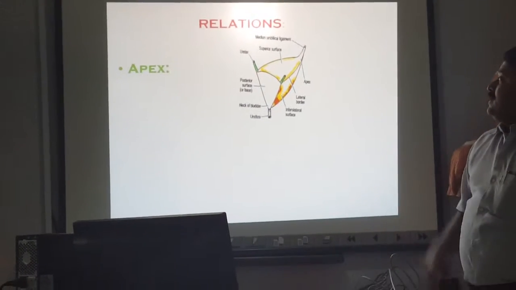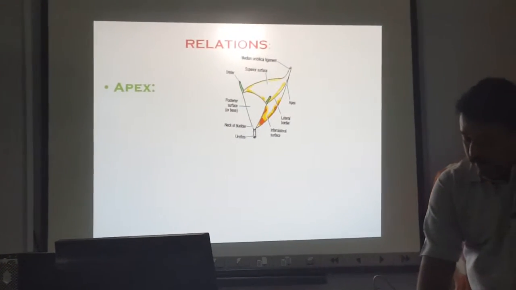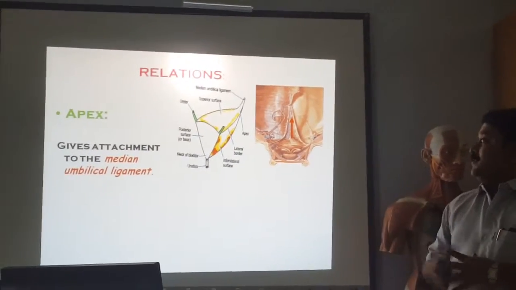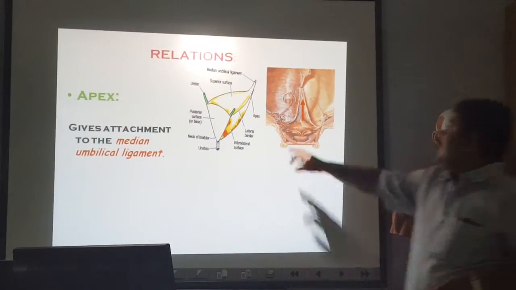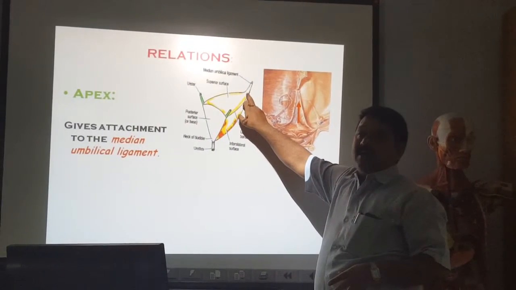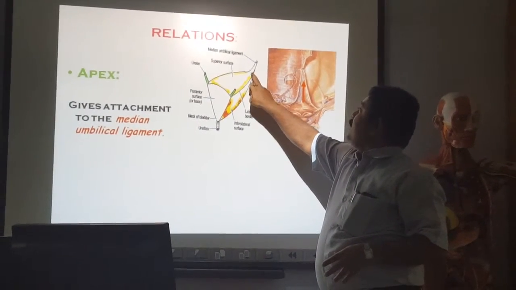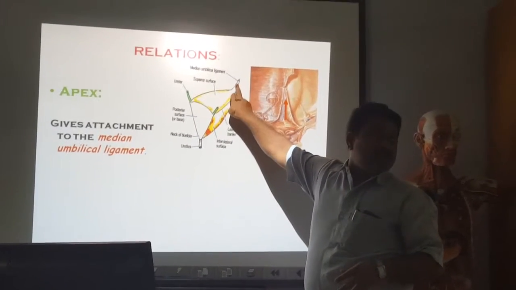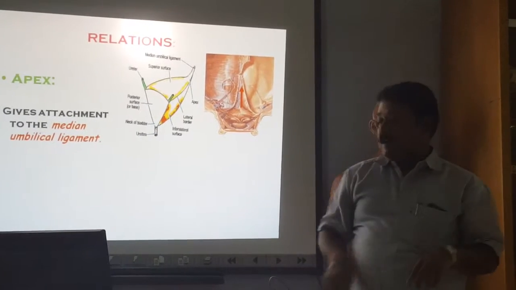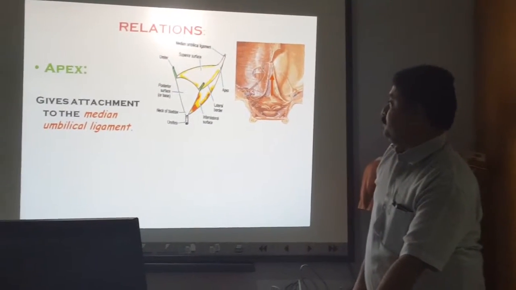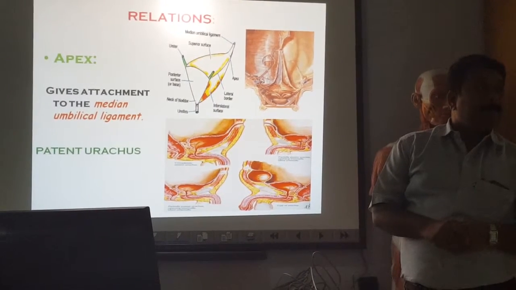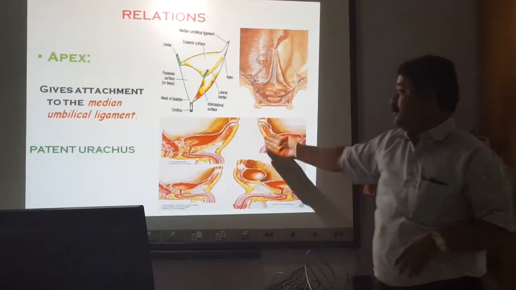And next is about the relations. The apex gives attachment to the medial umbilical ligament. Here is the apex of the urinary bladder. It gives attachment to the medial umbilical ligament. Where does it attach? To the umbilicus. And sometimes there is an anatomical abnormality, which I will show you.